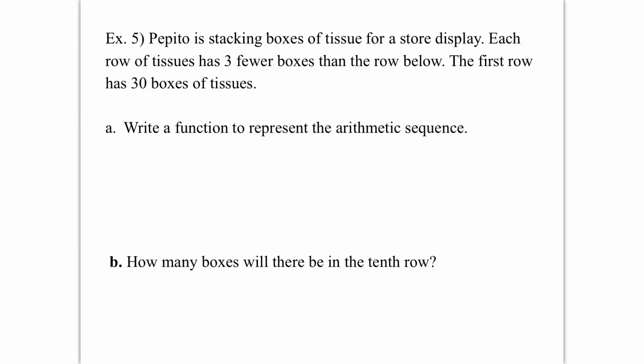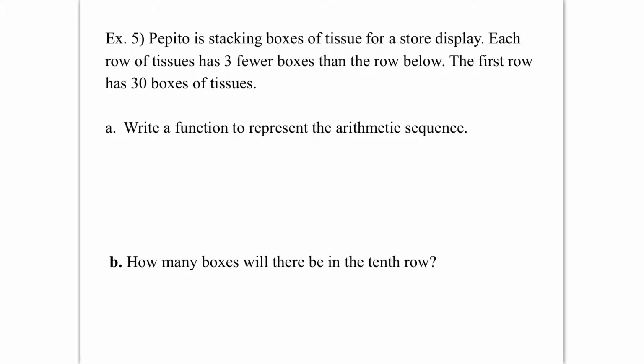All right, and the last one I'm going to show you guys is actually an application problem where you guys will have to find the equation, the nth term rule, plus you actually have to use that equation to find a specific term. So let's go ahead and read what the problem says. Pepito is stacking boxes of tissue for a store display. Each row of tissues has 3 fewer boxes than the row below. The first row has 30 boxes of tissues.